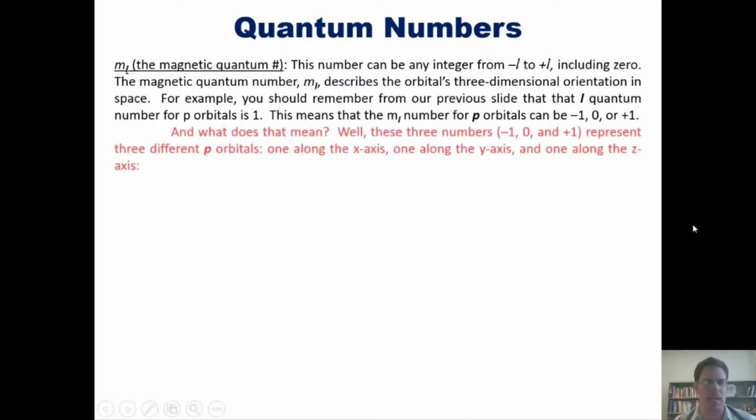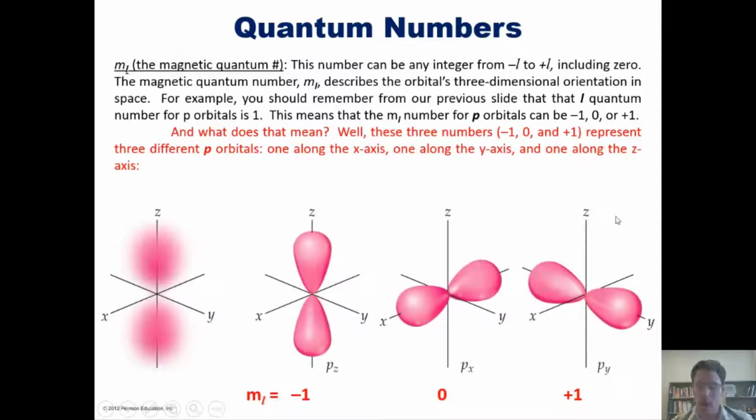And what does that mean? Well, these three numbers, negative 1, 0, and positive 1, represent the three different kinds of p orbitals, one along the x-axis, one along the y-axis, and one along the z-axis, as you can see in these pictures. So once again, all sets of p orbitals have three lobes or dumbbells, one straddling the x, one straddling the y, and one straddling the z-axes.